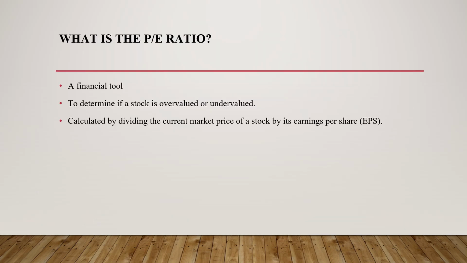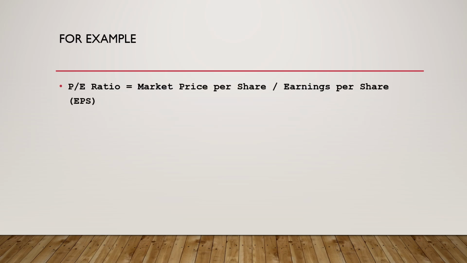The P/E ratio is a tool investors use to determine if a stock is overvalued or undervalued. It's calculated by dividing the current market price of a stock by its earnings per share (EPS). For example, if a company's stock is trading at $50 and its earnings per share is $5, the P/E ratio would be 10. This means you are paying $10 for every $1 of earnings the company generates.